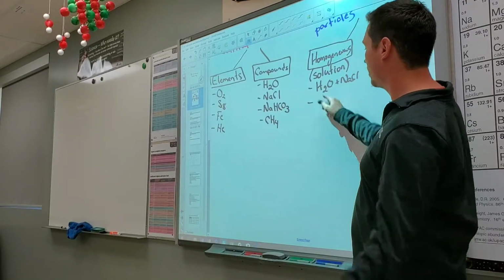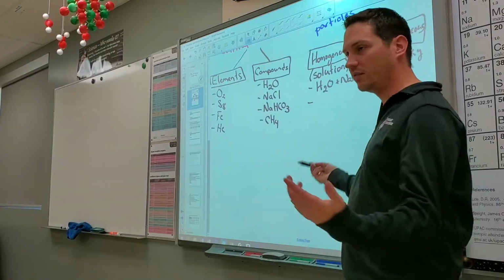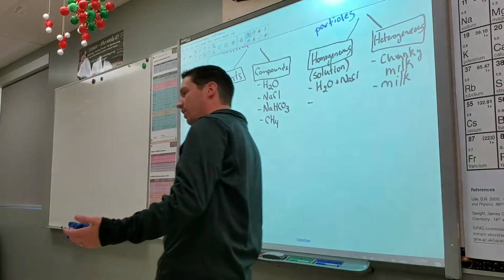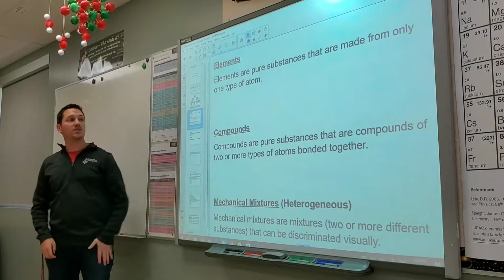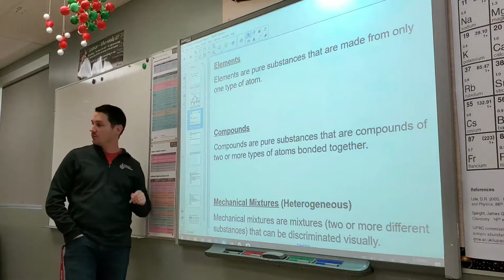So water and salt, water and sugar, anything dissolved in water, basically. As long as it's totally dissolved, it's a solution. So let's try this. Elements. Elements are pure substances that are only made from one type of atom.